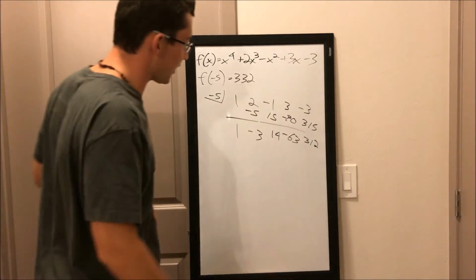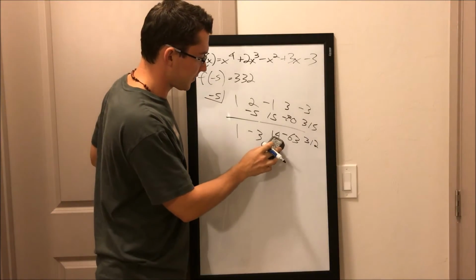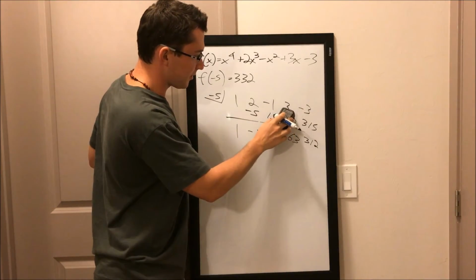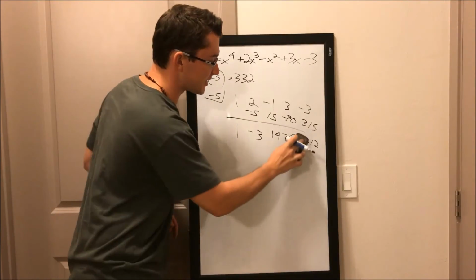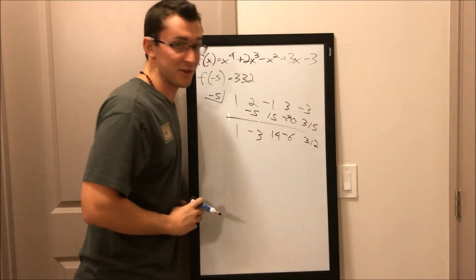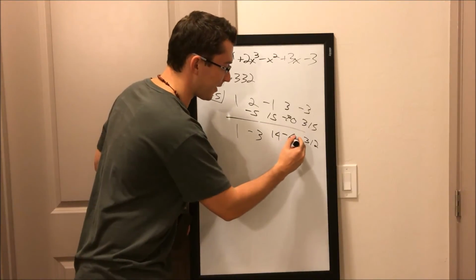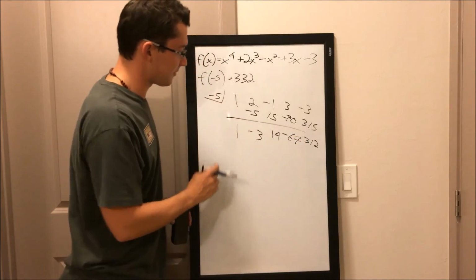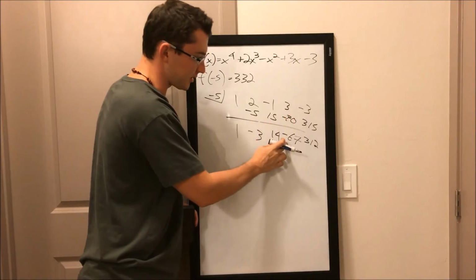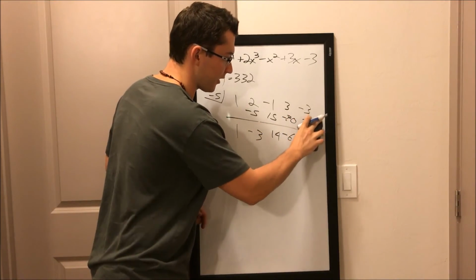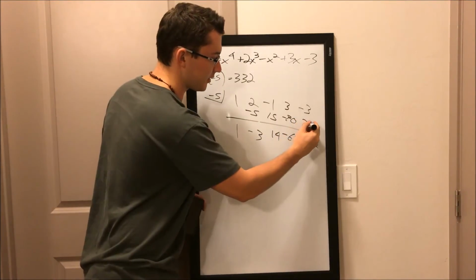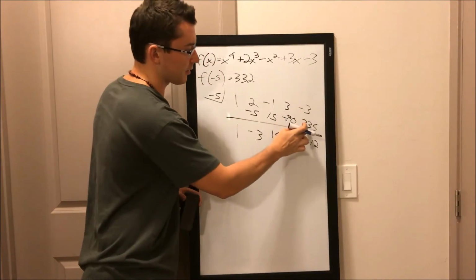Okay, I made the mistake. -70. 3 plus -70 is -67. So that's where I messed up. So this is an even better reason to pay attention. So -5 times -67 is +335. There we go. Now we're talking.